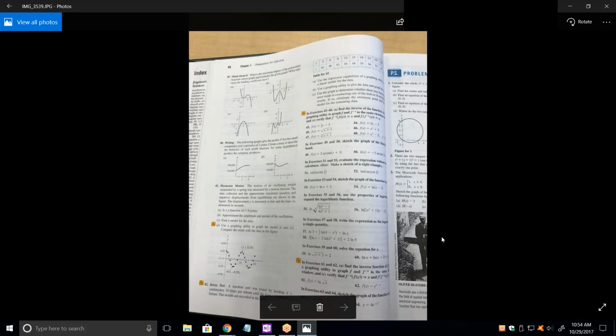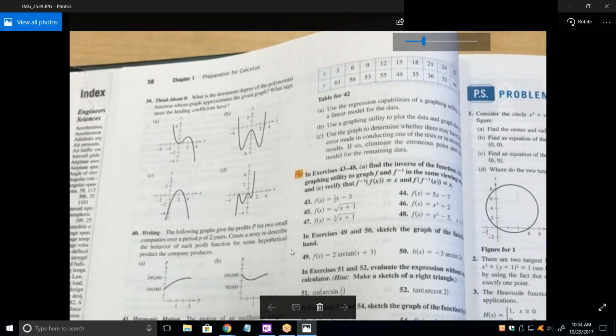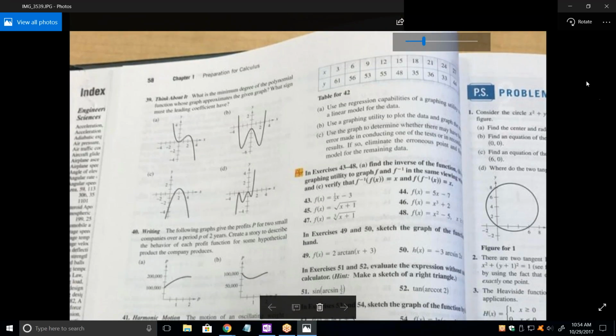So yeah, my question on this picture is the four graphs in the upper left. They're all part of the same problem. It's the same question. What's the minimum degree of the polynomial function for each graph? How do I do those? Okay.